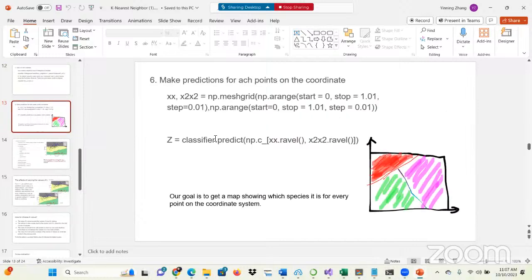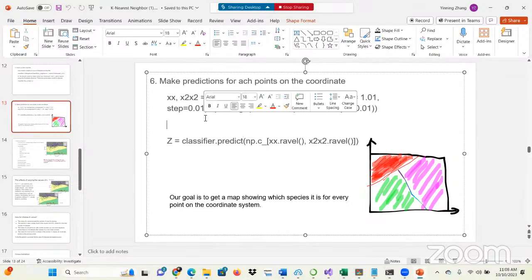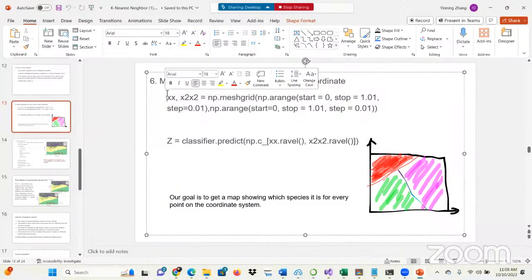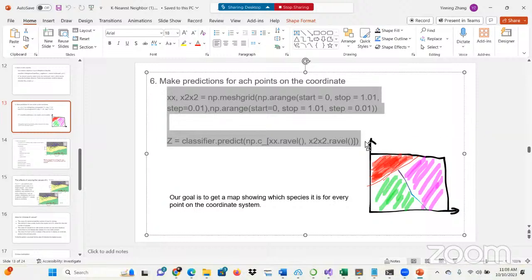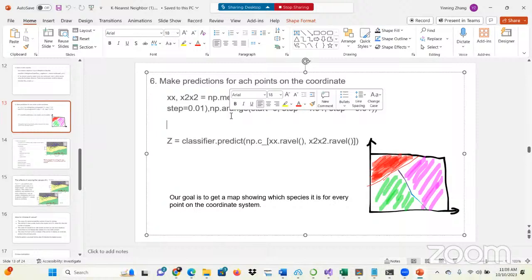So next, we are going to use this model to predict the classes for all the points on this coordinate. The purpose of this step is to demonstrate how this model fits this data set. Actually, it is to demonstrate how this algorithm works when k equals 1. This part is not required in your assignments, so you can just have a quick view of this code. You don't have to understand it completely.